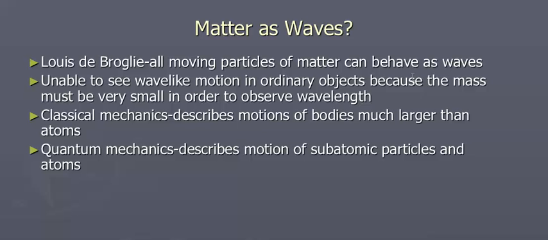Two terms down here: classical mechanics, quantum mechanics. We're dealing with quantum mechanics, the motion of subatomic particles and atoms. Right now we're looking at electrons. Classical mechanics describes the motions of baseballs, cars, people, stuff like that. Those are just 2 definitions.